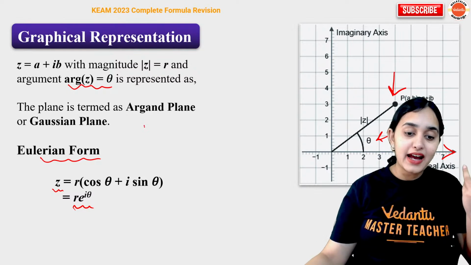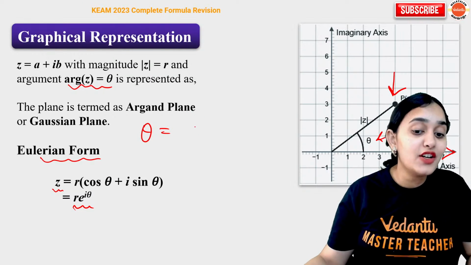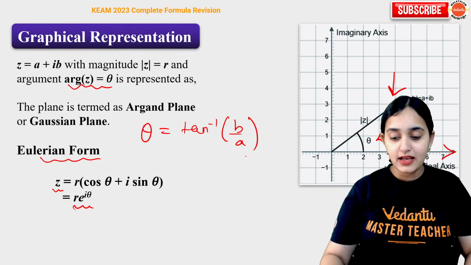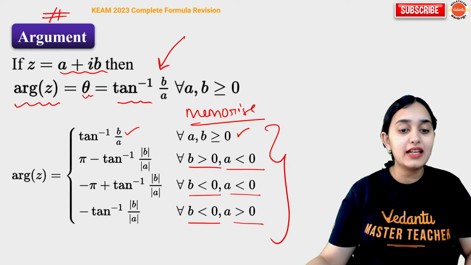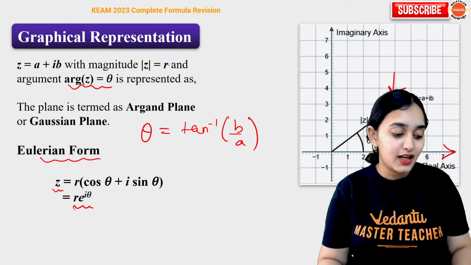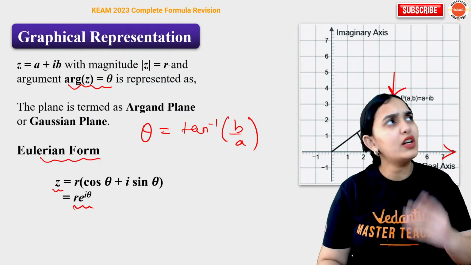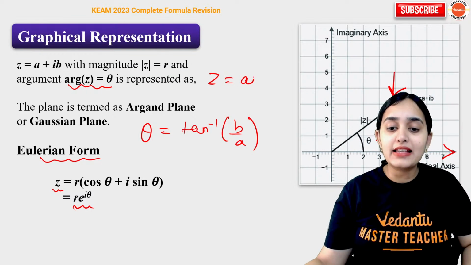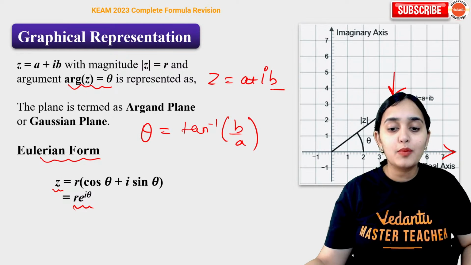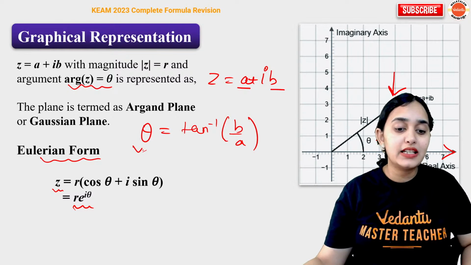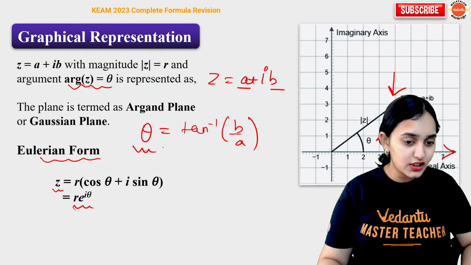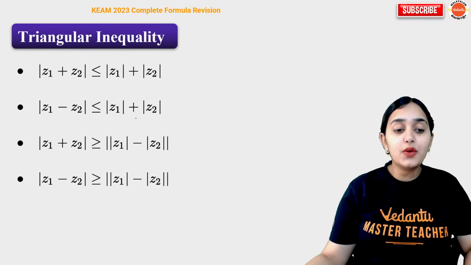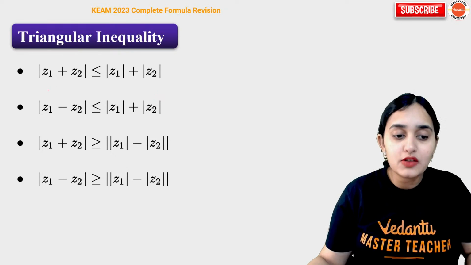How will you get the value of theta? It is tan inverse of b by a. Just now we have learned theta is tan inverse of b by a. So in the exam, don't get confused. What is theta? It is not given in the question. How will I find out? It is given as a plus ib. b and a are given, so theta is given. Understood? Okay. Next, the triangular inequality is applied to complex numbers also.